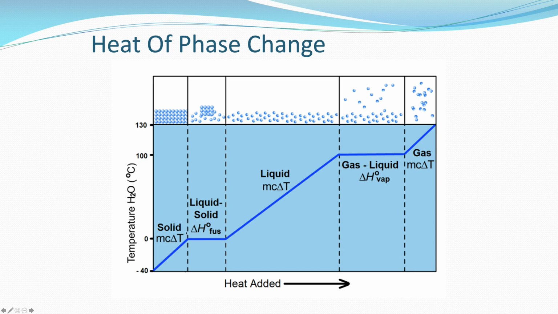Heat of fusion is the amount of heat required to melt 1 gram of solid or freeze 1 gram of liquid at the melting and freezing point. The heat of vaporization is the amount of heat required to boil 1 gram of liquid or condense 1 gram of gas at the boiling point. So what exactly do we do with this?